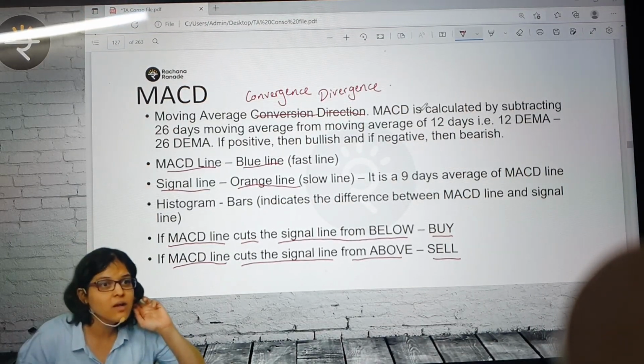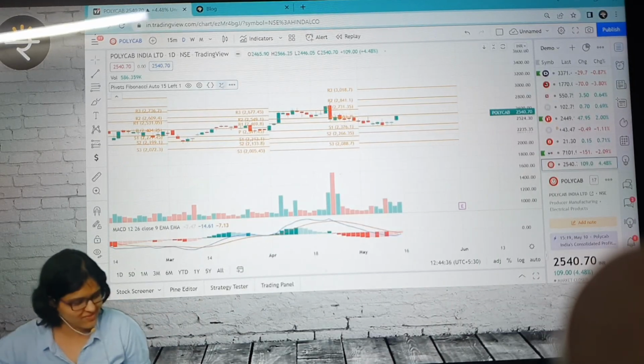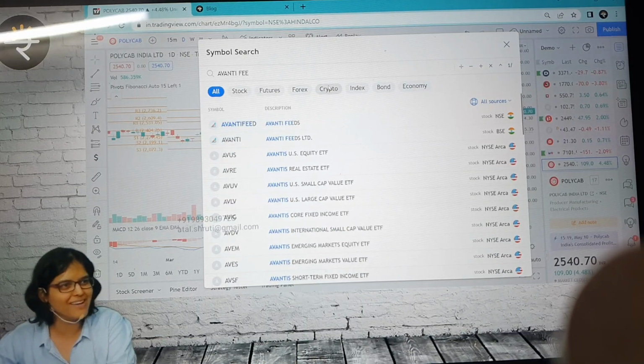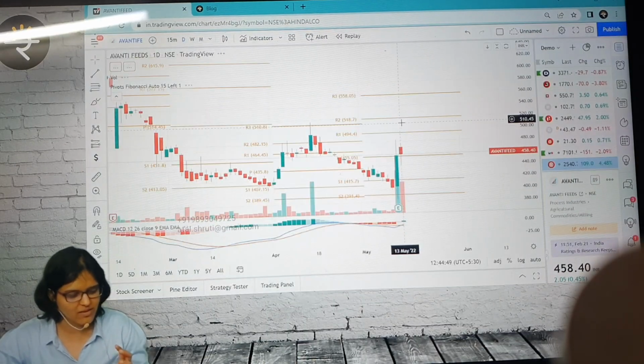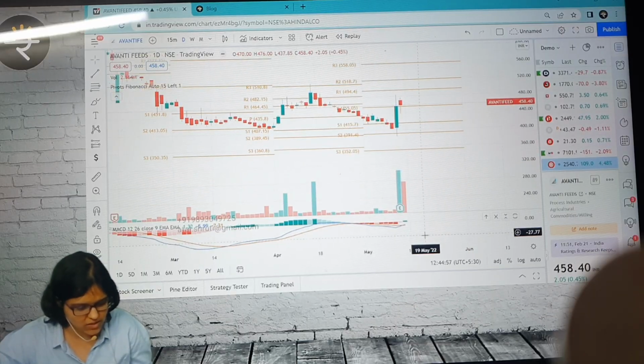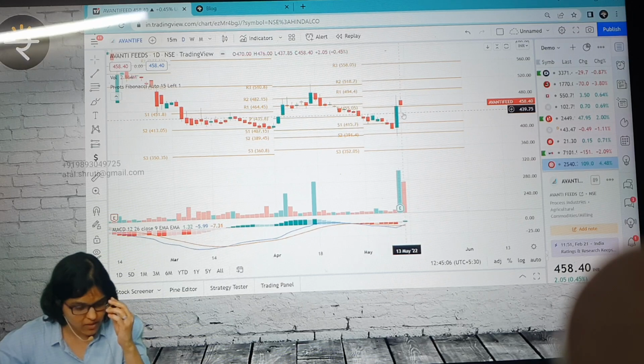What is that? Avanti Feeds. Oh yes, Avanti Feeds. That was one it took from charting, yes. Actually, Avanti Feeds. Has anyone ever tried investing in this one? Pretty volatile, and it's into fish-related exports. If you see the stock, there is a MACD crossover.